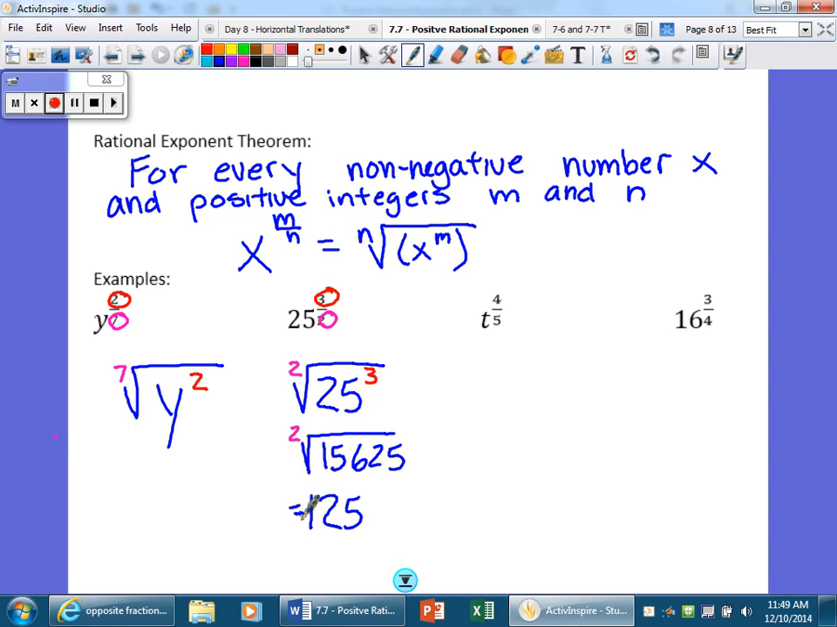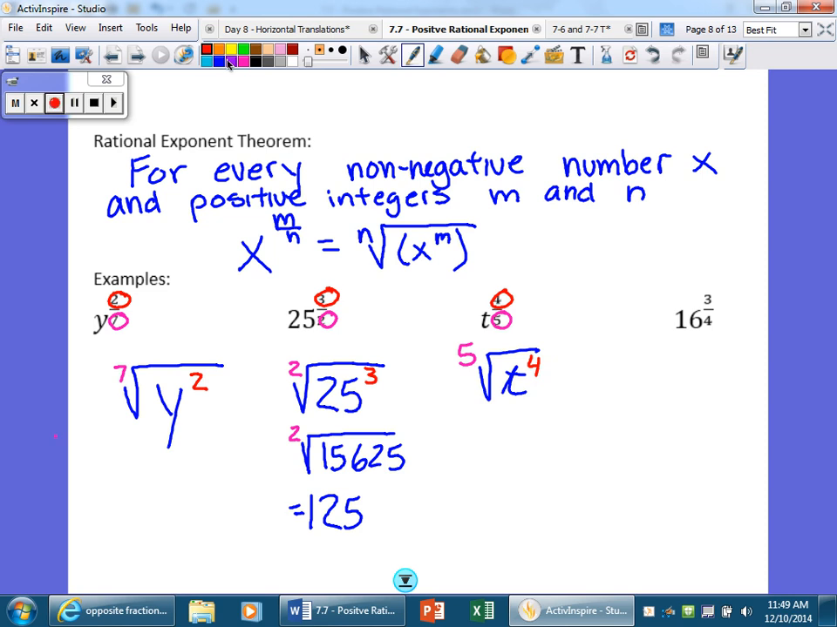Alright, my next one, again, all I'm doing is rewriting. So I have the square root of t. My denominator is the 5, so that's what goes out here. My numerator is the 4, so that's what goes over here. Okay, that's all I had to do for that one.